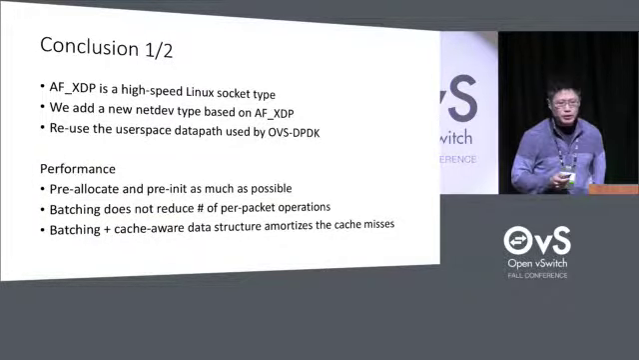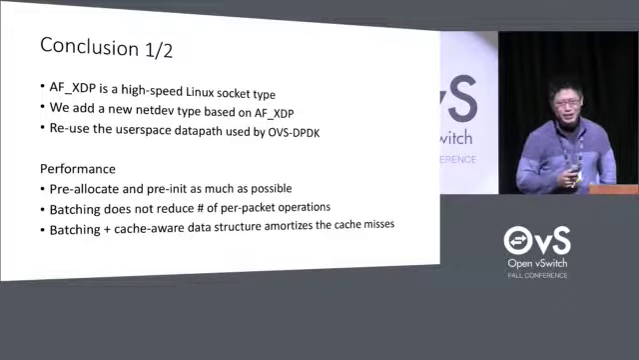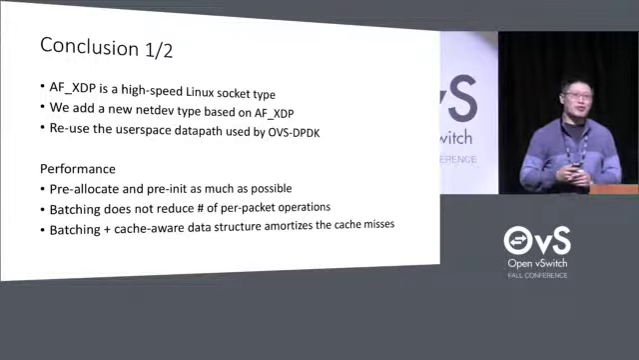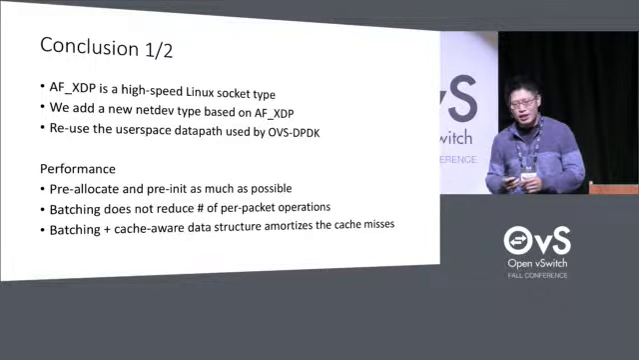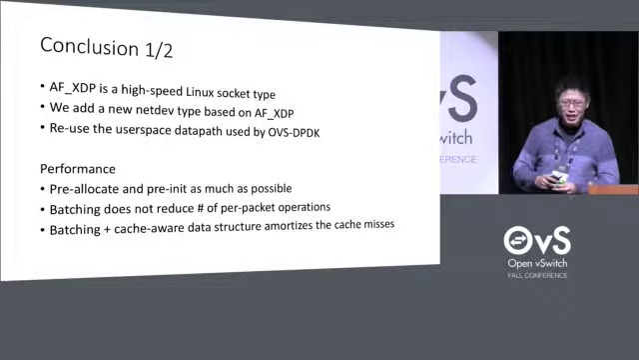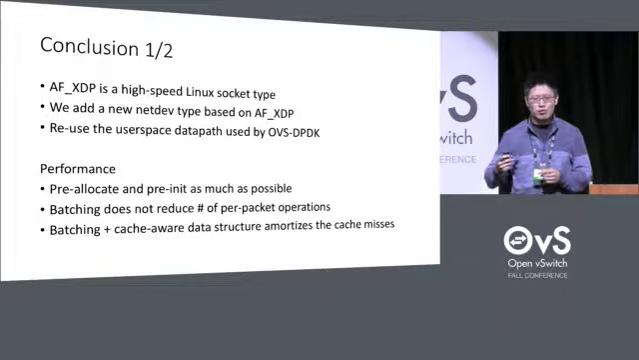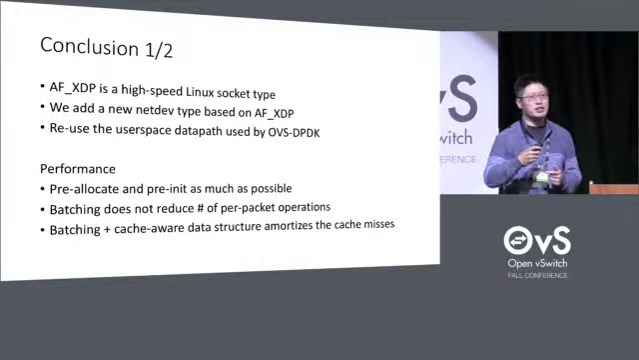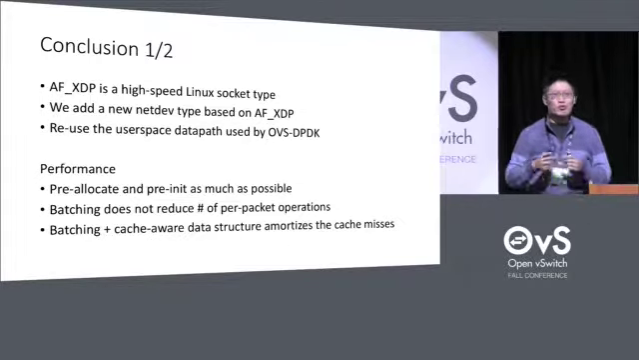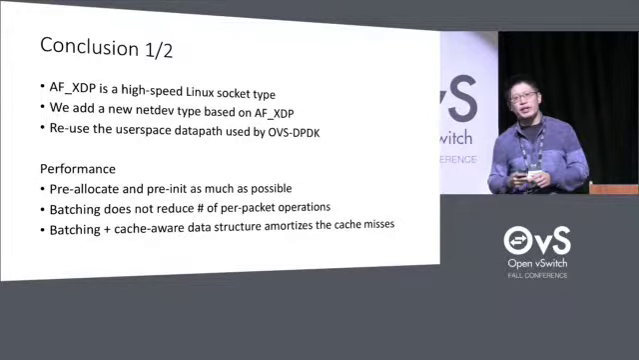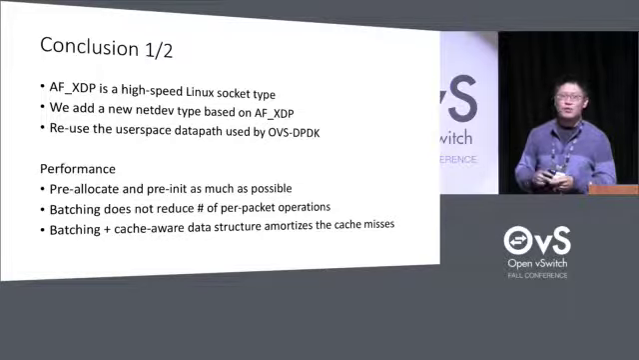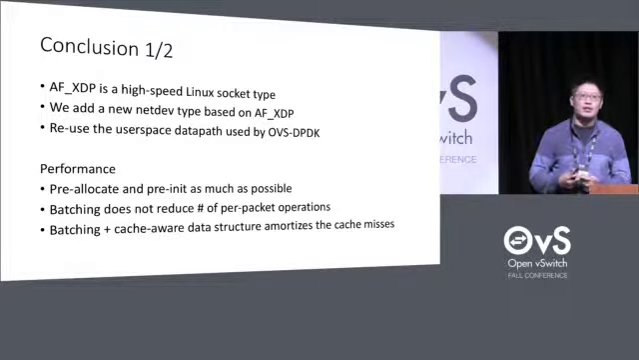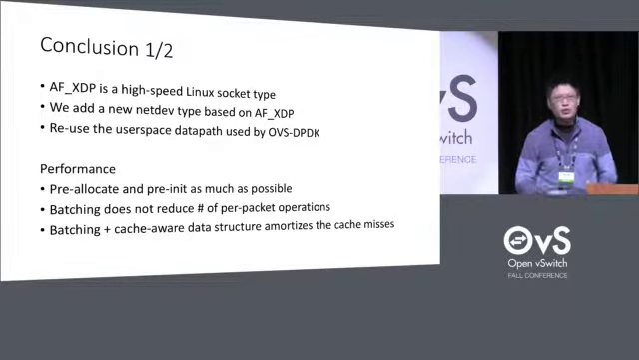So in conclusion, AF_XDP is a new socket type for Linux to receive and send packets at very high speed. And in this work, we add support for a new netdev type to use AF_XDP. And we receive and send packets through this AF_XDP interface, and then we reuse all the existing userspace datapaths used by OVS DPDK. So imagine new features added to the userspace datapaths can also be used by this AF_XDP netdev interface.